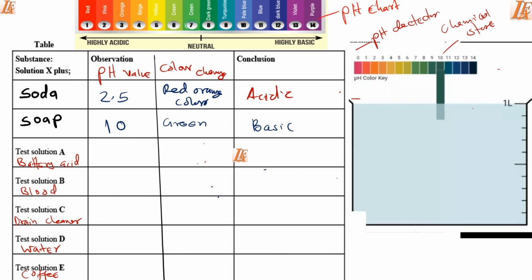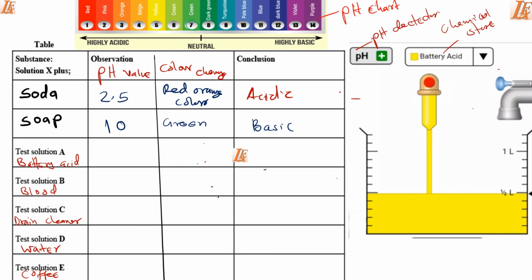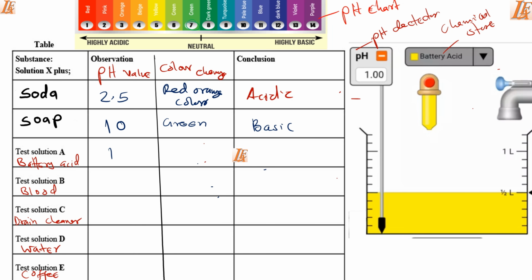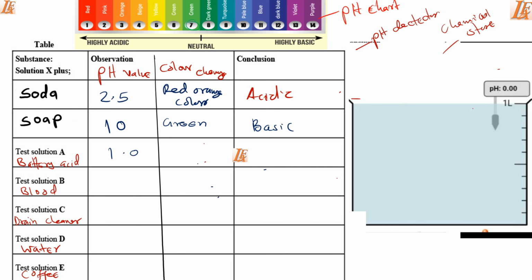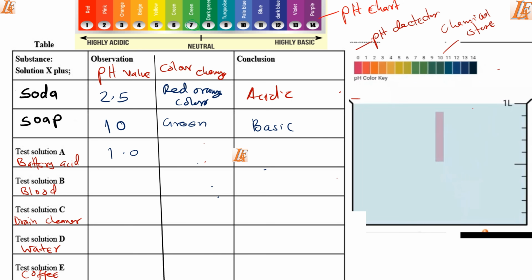Then the third one, we are going to introduce battery acid. Then we dip the pH detector. In this case, the pH detector reads 1.0. Now when we dip a universal indicator paper, the color becomes, in this case, we can call it deep red. And then the conclusion is that it is acidic.